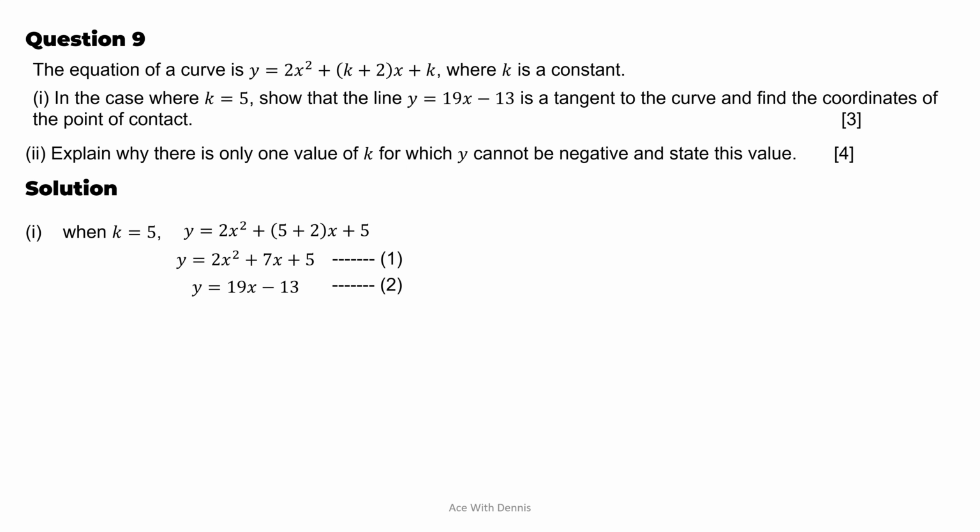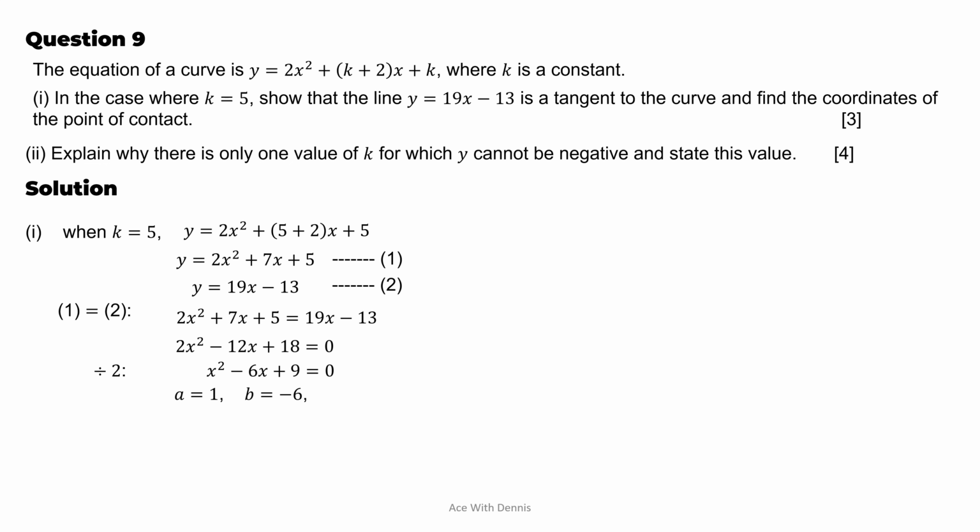So since they touch each other at the point of the tangent, we can equate equation 1 with equation 2, which we get 2x squared plus 7x plus 5 equals 19x minus 13. So we move everything to the left hand side, we get 2x squared minus 12x plus 18 equals 0. So we can simplify this equation by dividing 2 for both sides. We get x squared minus 6x plus 9 equal to 0.